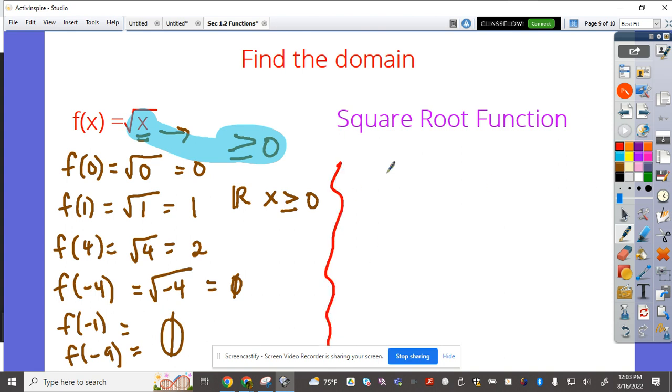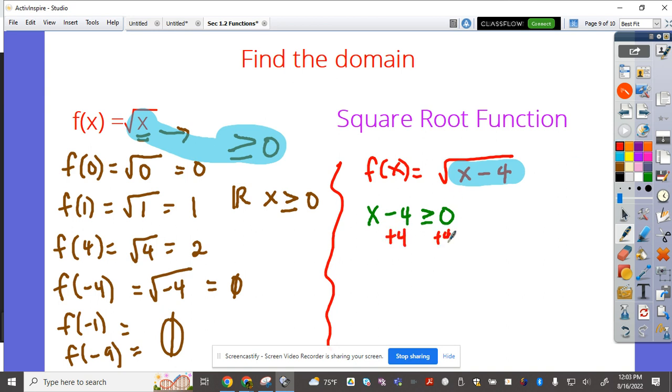So if we're given f of x equal to the square root of x minus 4, we grab the radicand, which is x minus 4, set it greater than or equal to 0, and solve for x. Add 4 on both sides, and you can see that x must be greater than or equal to 4. So our domain is all real numbers that are greater than or equal to 4.